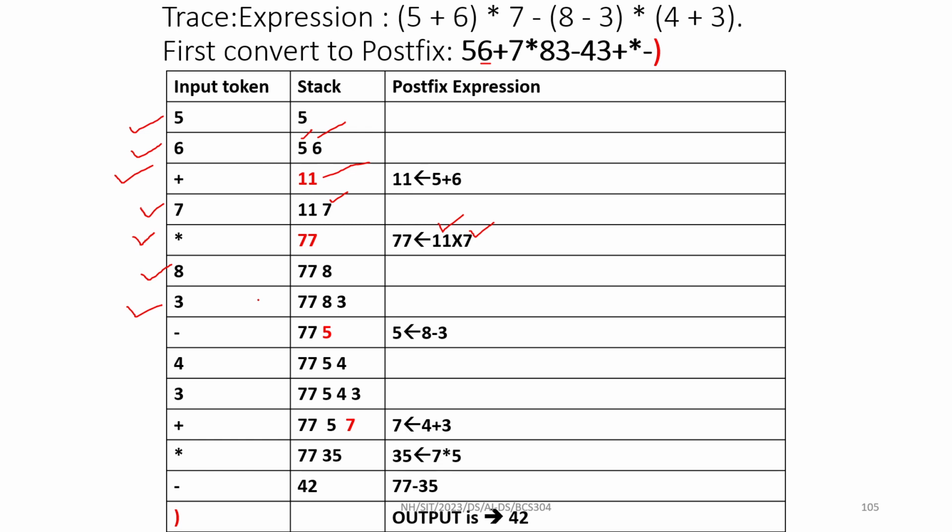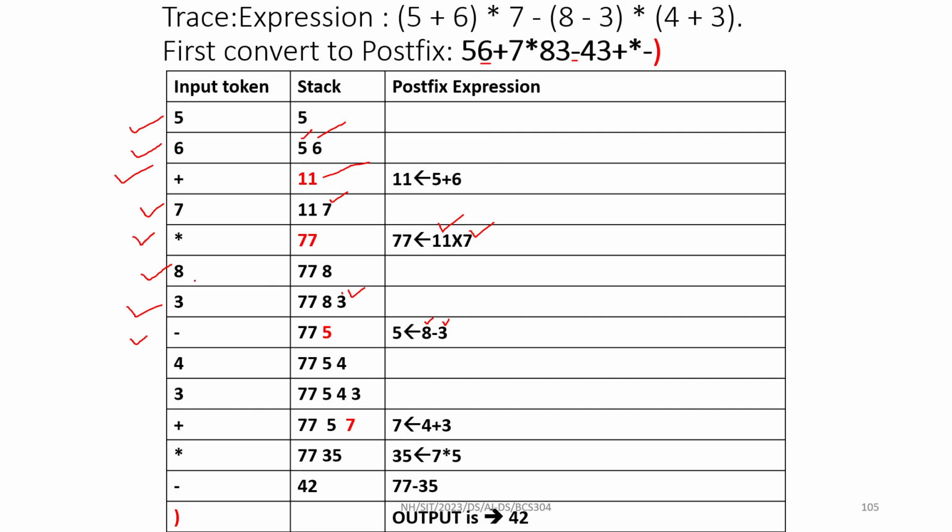Right now we can't decide because an operator has to arrive. So 77 was there, 8 was there, now 3 is also pushed. The next symbol is minus. So the top two symbols have to be popped out. OP2 is 3, OP1 is 8, the operator is minus, 8 minus 3 is 5. So 5 is pushed onto the stack. The next symbol is 4.